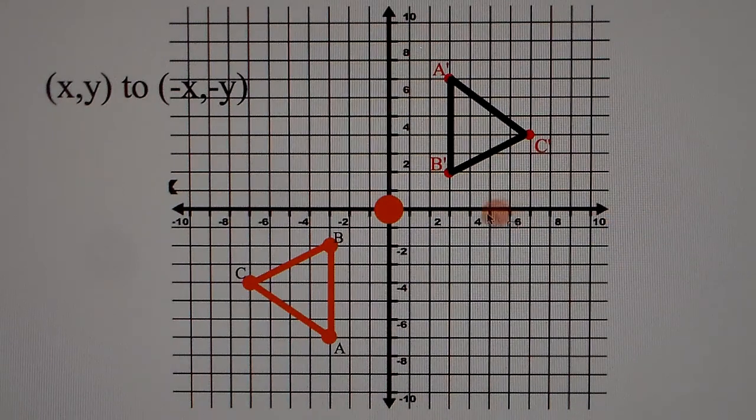Now angle measure B, right here. When you rotate a figure, the angle measure is not going to change. It's going to stay the same. So those angle measures are the same. So the measure of angle B is the same.